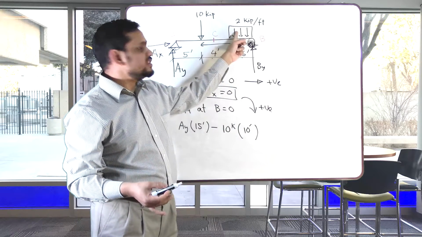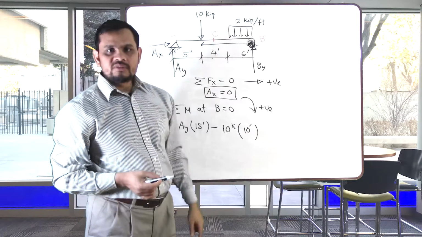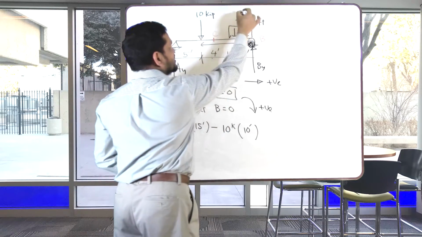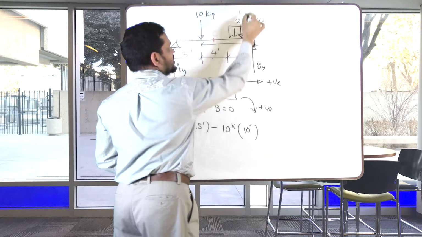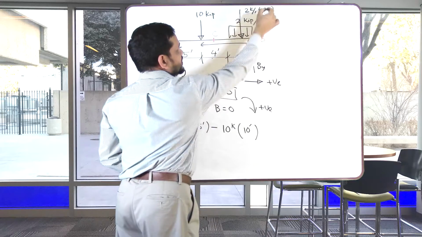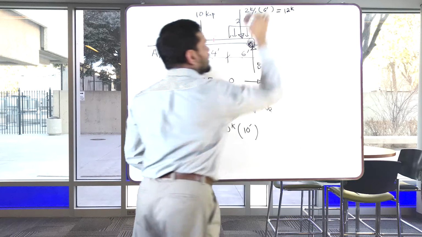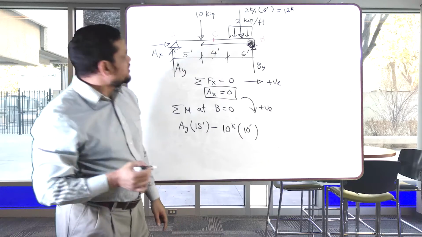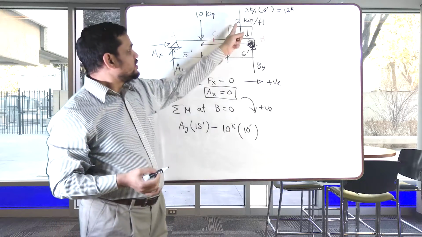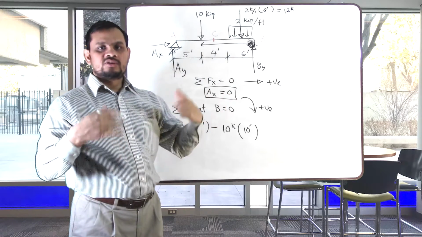The third force is uniformly distributed, 2 kg per feet. If it is uniformly distributed, you learned from your previous class that we can consider it concentrated: 2 kg per feet times how many feet? 6 feet. Total is 12 kg. If I am not wrong, no, I am not wrong. So 2 kg per feet, total 6 feet, that means total is 12.